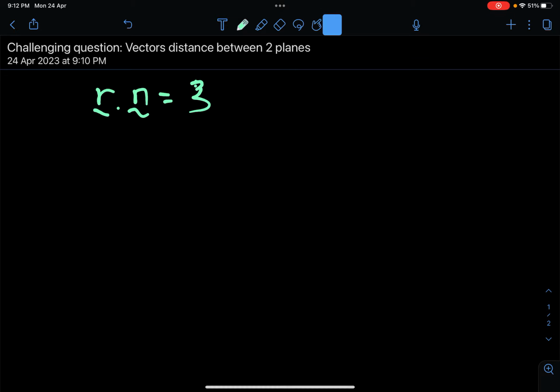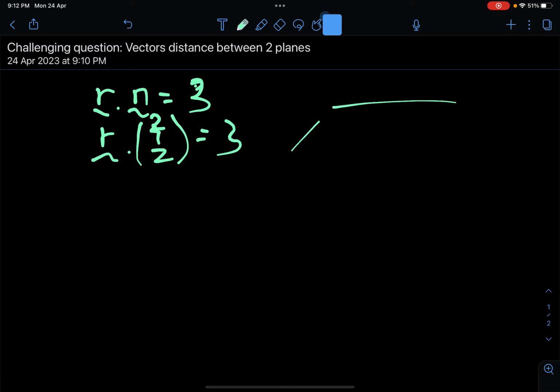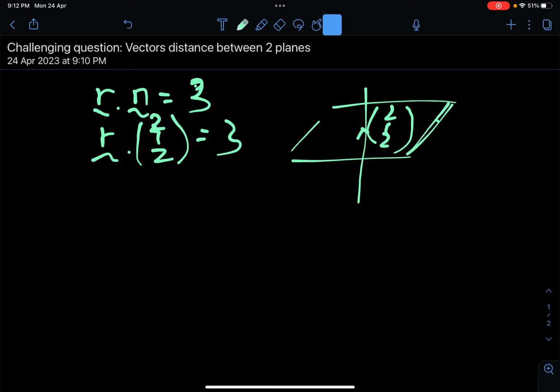N is the normal to the plane, or the vector that's perpendicular to the plane. So say r dot (2, 1, 2) equals 3. Okay, so what this means is we have the plane and then the normal to the plane is (2, 1, 2).